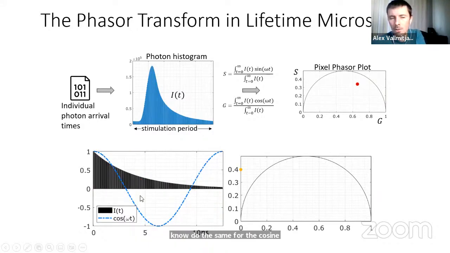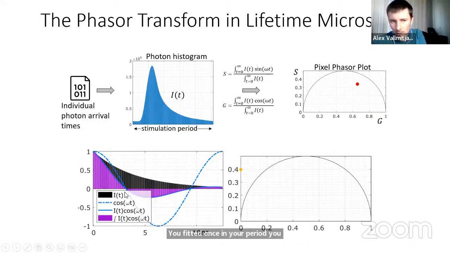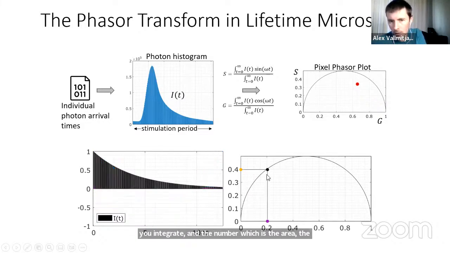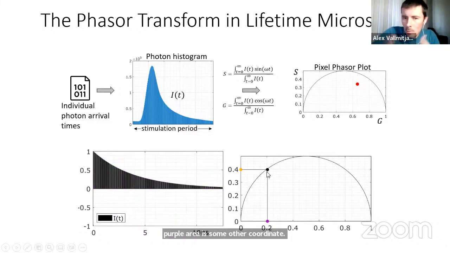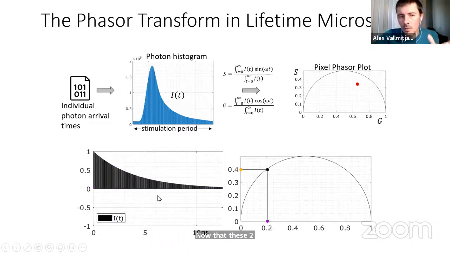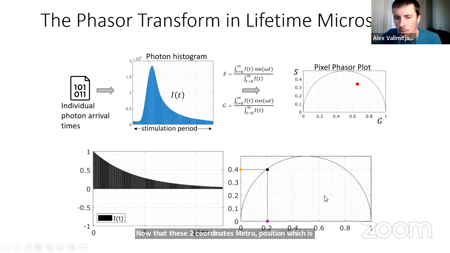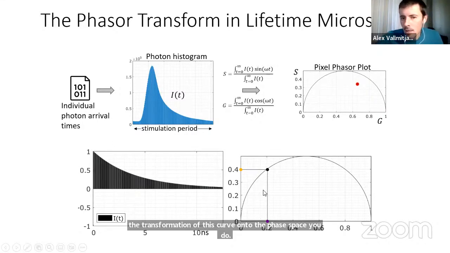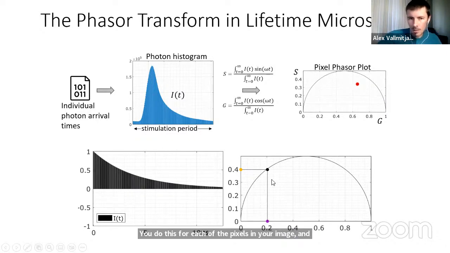You fit it once in your period, you multiply the two, you integrate, and the number, which is the area, the purple area, is some other coordinate. Now, these two coordinates map to a position, which is the transformation of this curve onto the phasor space. You do this for each of the pixels in your image, and you have some cloud of data on your phasor plot.